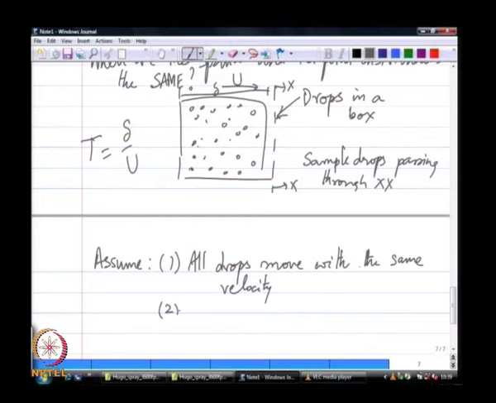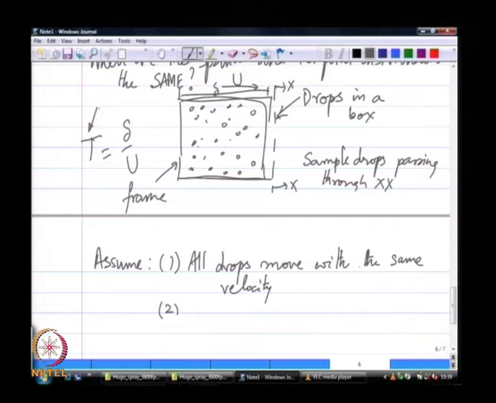The second assumption is this. Let us say this box is my frame. This is the frame that I used to construct my spatial drop size distribution. And then I am sampling for a certain time, capital T, that is going to tell me the time over which I can sample to get the temporal drop size distribution. If delta is the width of this frame and capital T is the time of sampling, it is only when capital T is exactly equal to delta divided by u that I get this.